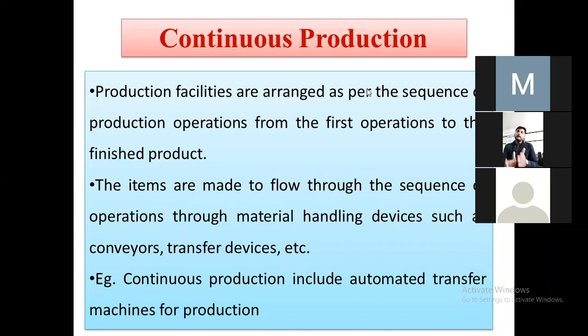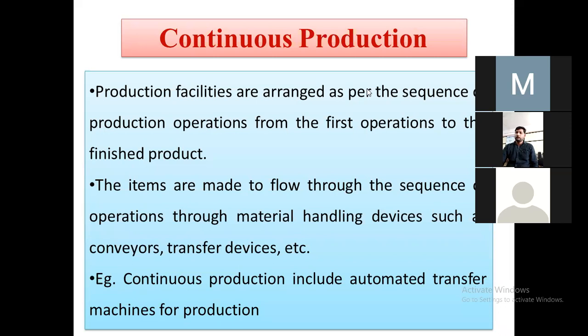So in simple language, if you want to segregate mass production and continuous production, two words will segregate them. That is nothing but degree of automation. How much degree of automation is present in the industry, and how much work is assigned to the worker to produce the product. That will segregate mass production and continuous production.